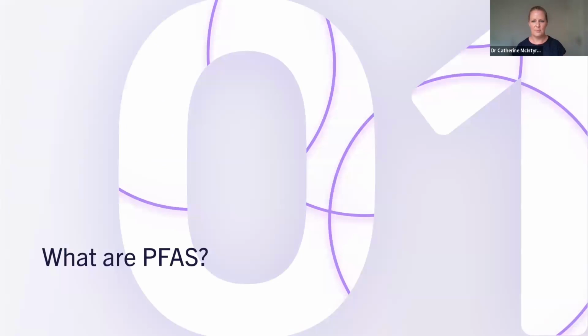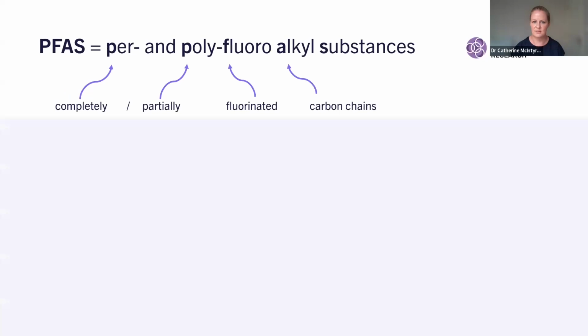Okay, so what are PFAS? You may have heard the term forever chemicals, but what exactly does that mean and what are we dealing with? So first of all, the acronym PFAS stands for per and polyfluoroalkyl substances. So per and poly refer to completely or partially fluorinated, so fluoro, and alkyl is carbon chains. So they're organic compounds where fluorine is bound to the carbon, and they can be completely or partially fluorinated.